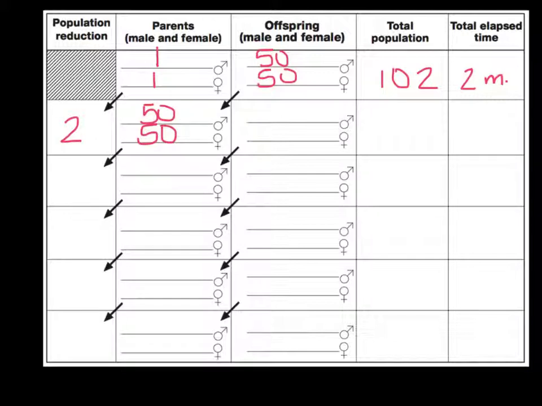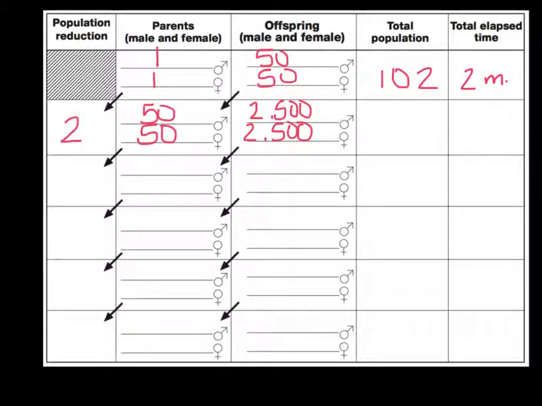The next question gets kind of tricky: based on that, how many offspring are produced? 2,500. Total? 5,000 total, because 50 females can produce 100 offspring each. 50 times 100 is 5,000. And then half of those are males, half are females. So we have 2,500 and 2,500.